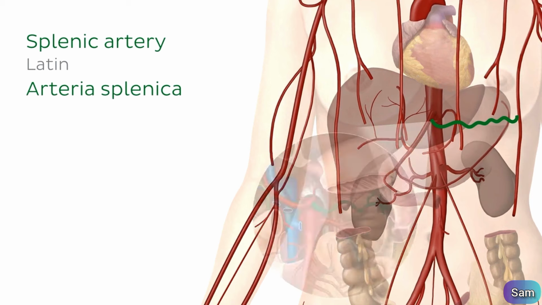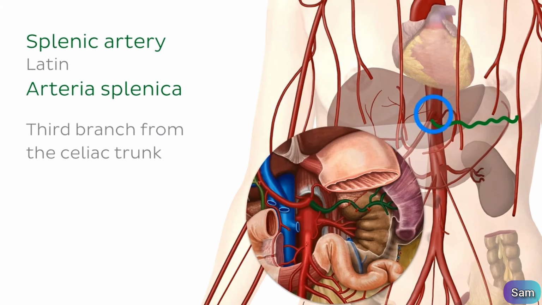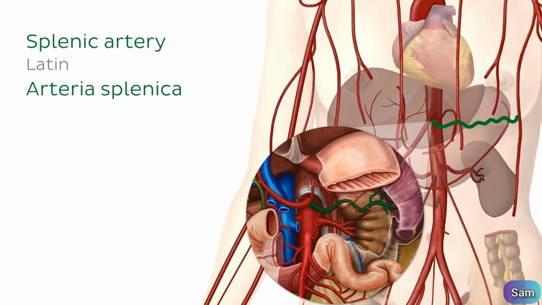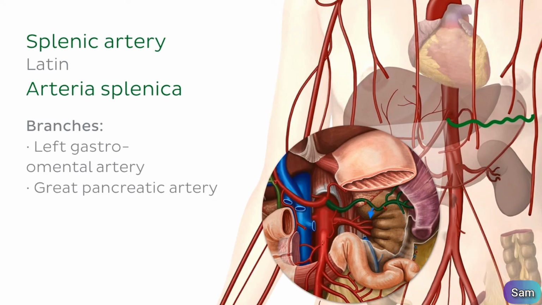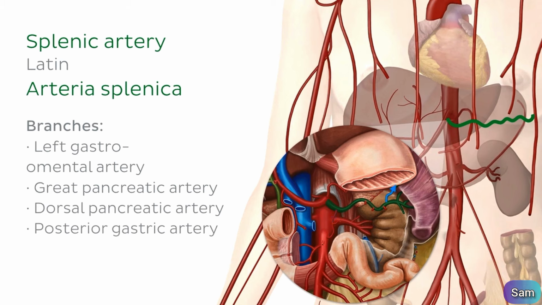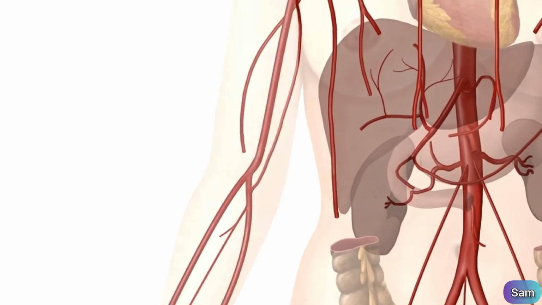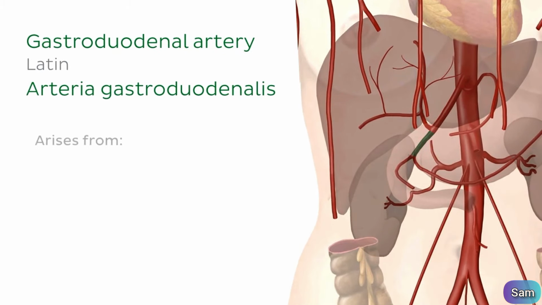Let's move on now to talk about the splenic artery, indicated here in green. And the splenic artery is the third branch from the celiac trunk and is also its terminal branch. So just taking a look at this image down here, we can see more clearly that it supplies the spleen, as its name suggests. And the splenic artery also gives rise to several branches that supply several other abdominal organs, including the left gastroomental artery, the great pancreatic artery, the dorsal pancreatic artery, and other pancreatic branches, as well as the posterior gastric artery.